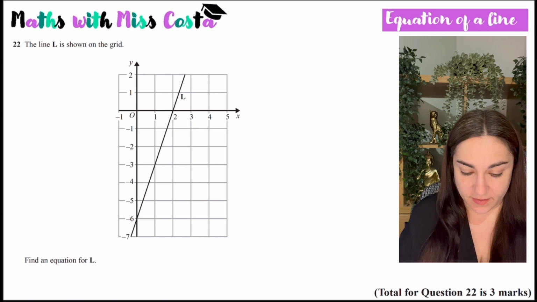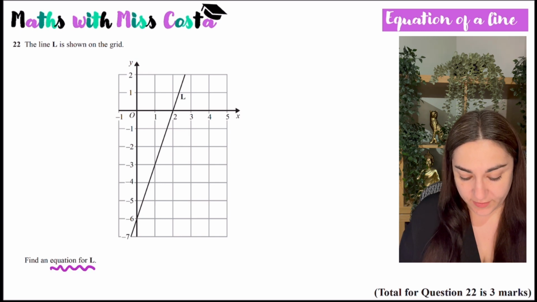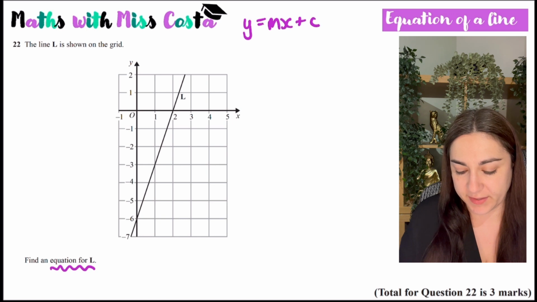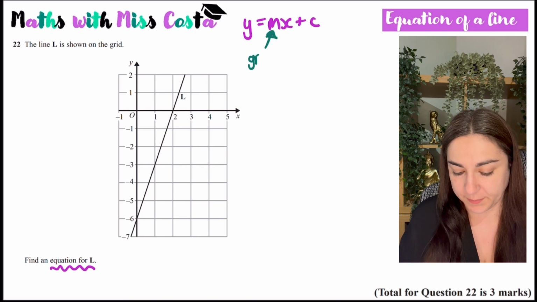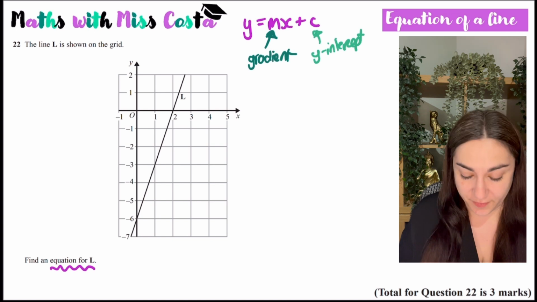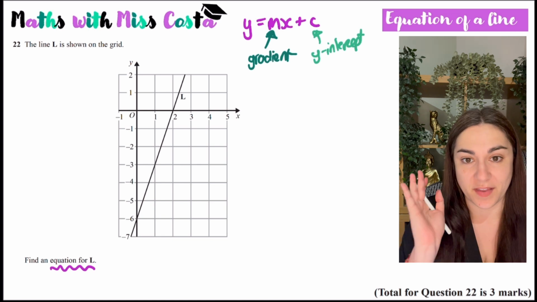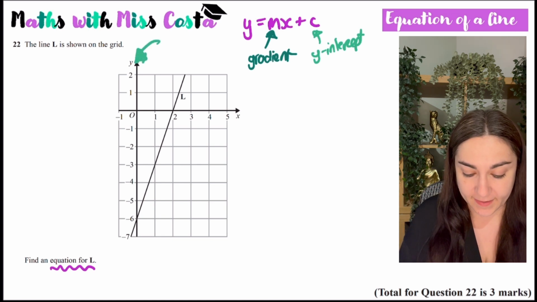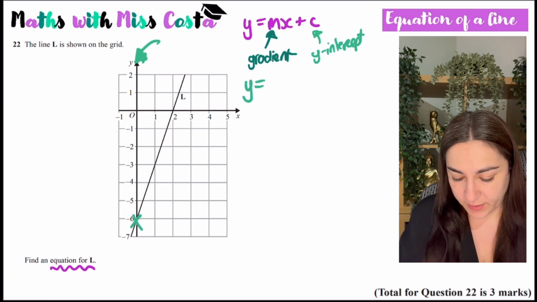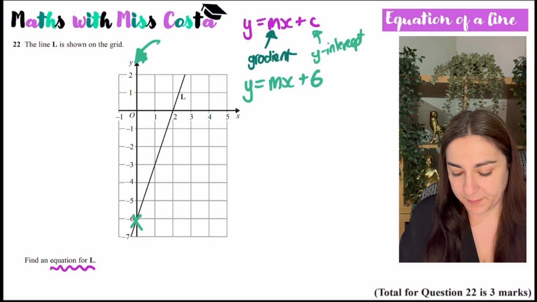Okay, now I'm being asked to work out what the equation is for line L. Every single straight line needs to be written in the equation y equals mx plus c, where m represents the gradient and c represents the y-intercept. The y-intercept is the easiest thing to find because it's literally where the line crosses the y-axis. So the y-intercept over here I know is 6. So I can rewrite that equation as y equals mx plus 6.